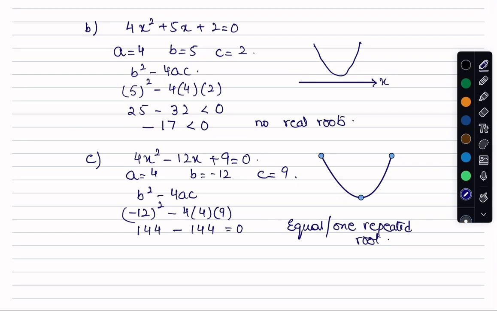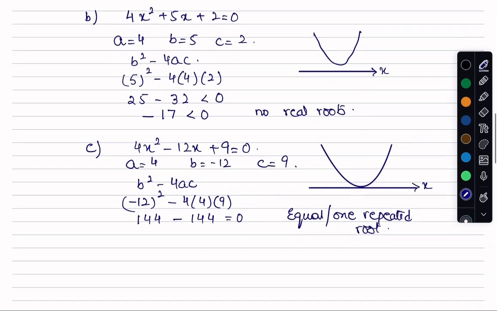The graphical curve is actually a tangent to the x-axis. So this is how we can determine the nature of the quadratic curve with respect to the x-axis.